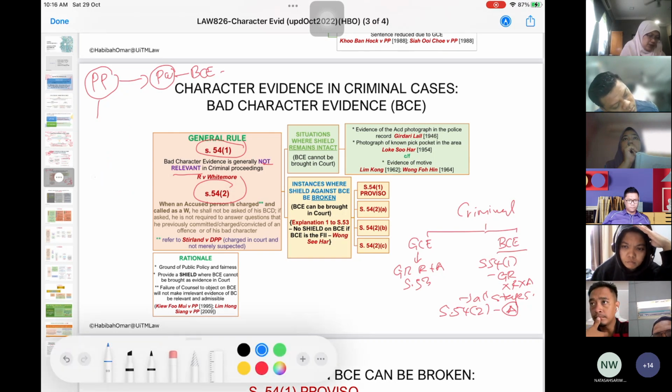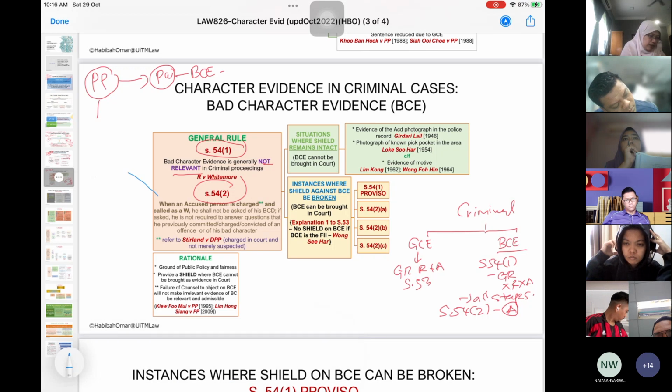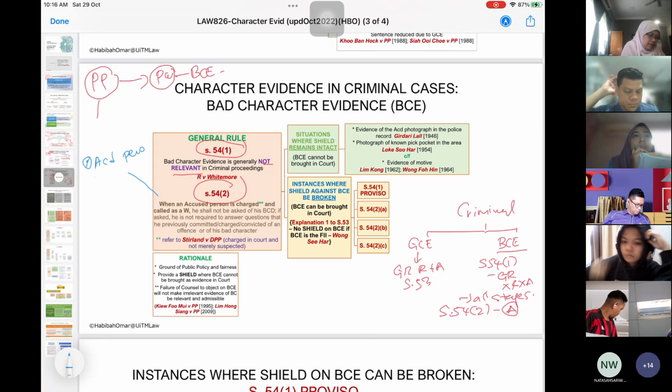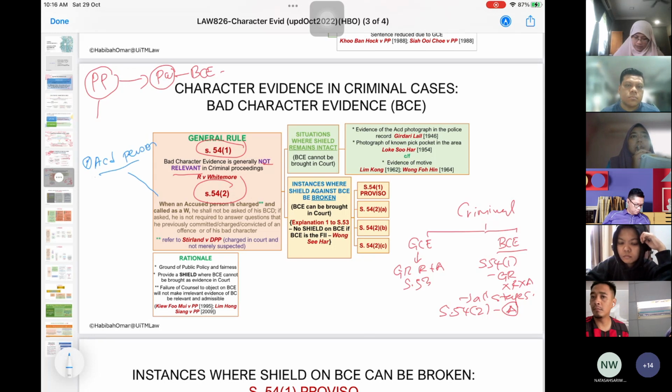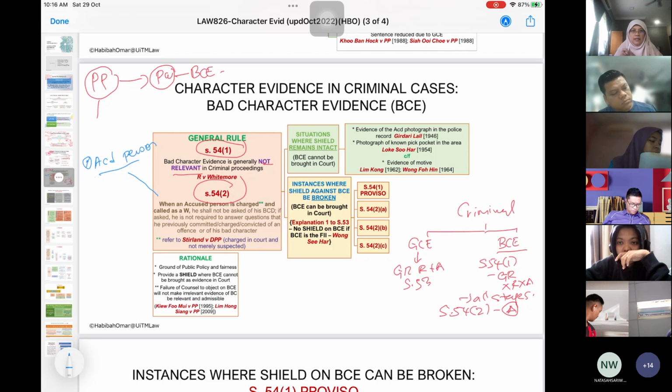Okay, dalam section 54 subsection 2, you are dealing with number 1. You are talking about an accused person. Sebab a person charged, an accused person. A person charged refer to an accused person. Number 2, and called as a witness.